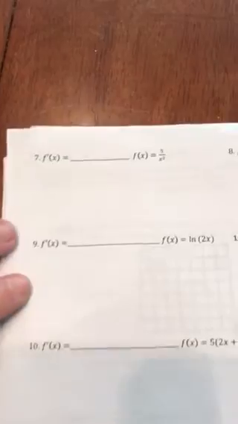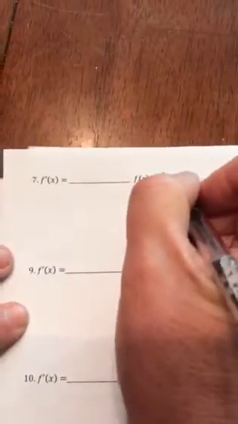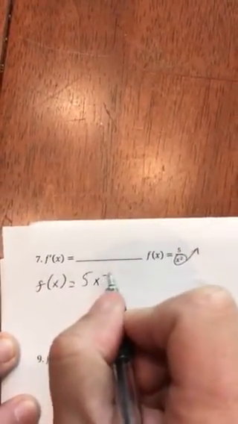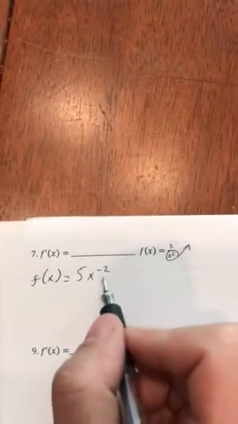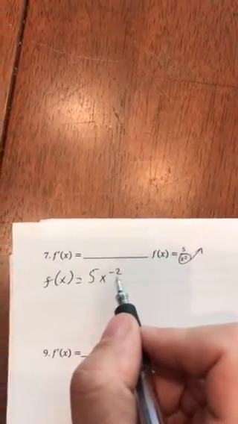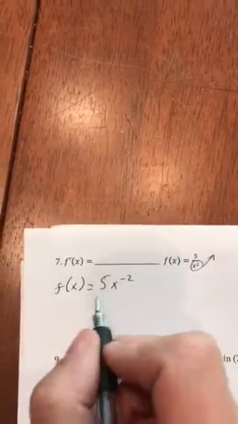Okay, let's keep on going here. Number 7 is where it picked up difficulty for sure. You had to take this power on the denominator, move it up to the top. That means f of x equals 5x to the negative 2. Now to take the derivative, folks, you're going to take this negative 2. The easy thing to do is take our shortcut and multiply it times the 5.